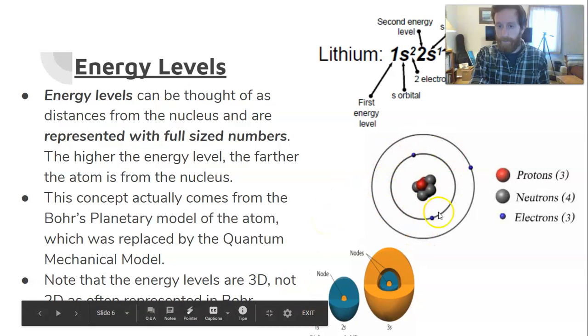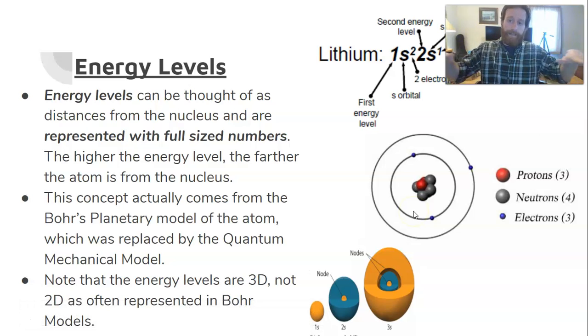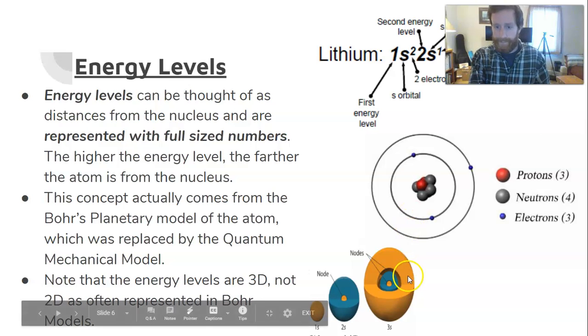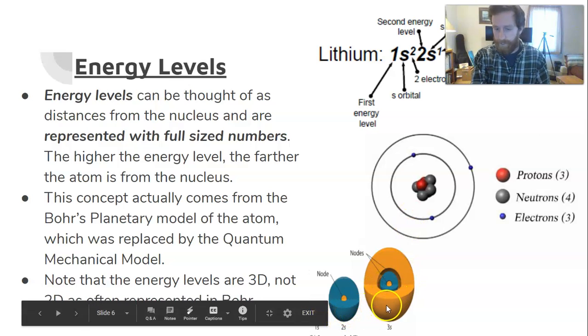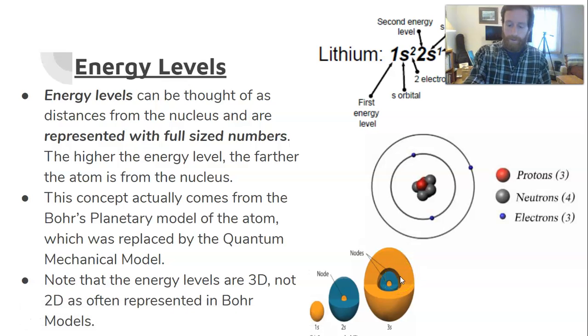So here in this Bohr model, it is like planets orbiting around the sun in kind of a plane, but in actuality, electrons are orbiting around the nucleus in 3 dimensions, which is what this image is trying to get at. That inner orange circle is the first energy level, the blue sphere is the second energy level, and then the orange outer sphere is the third energy level.